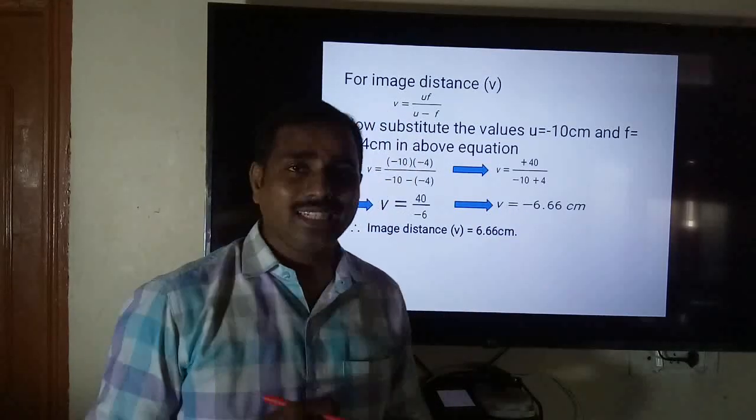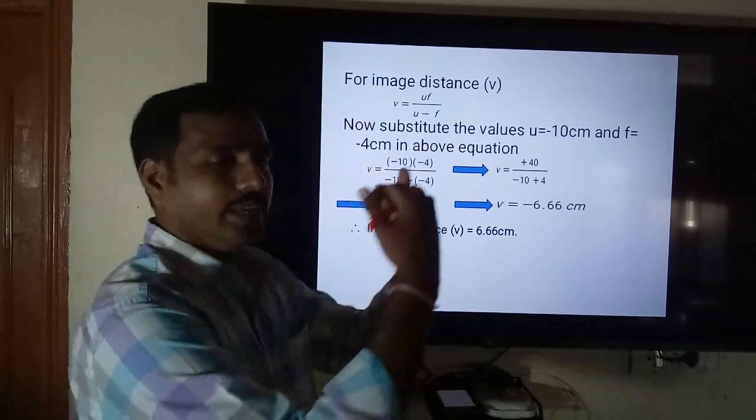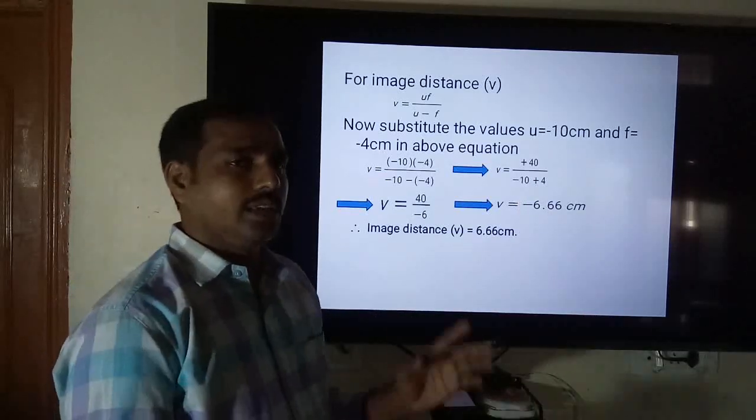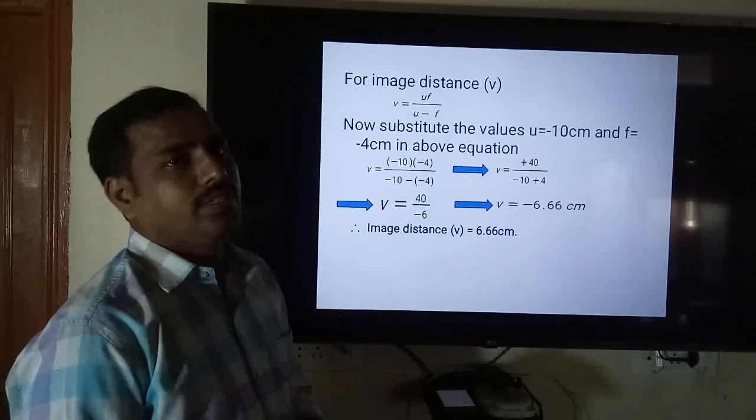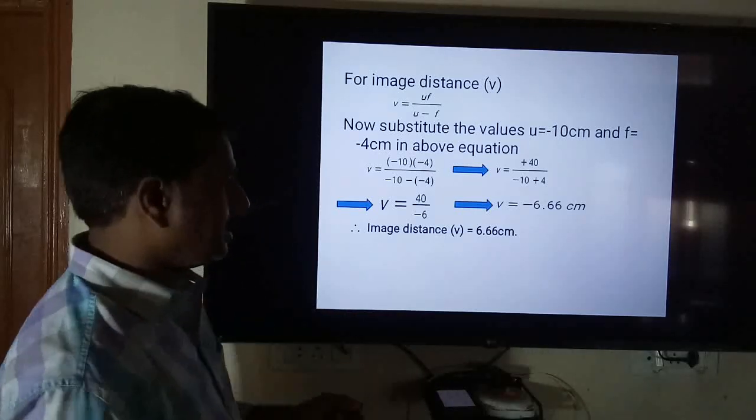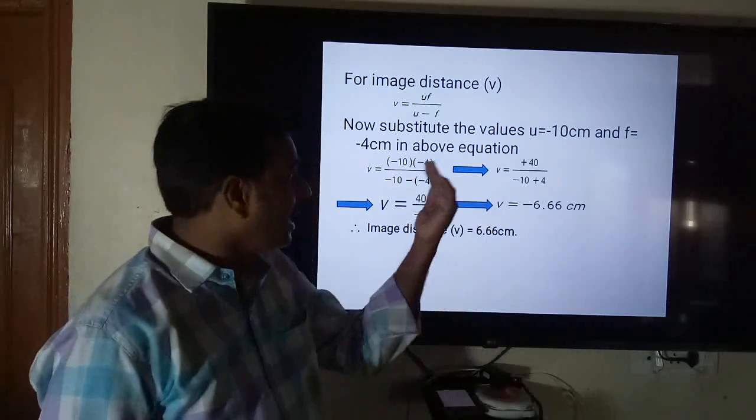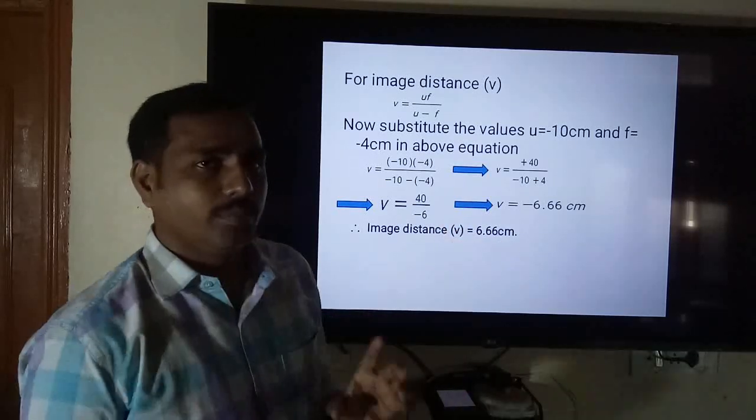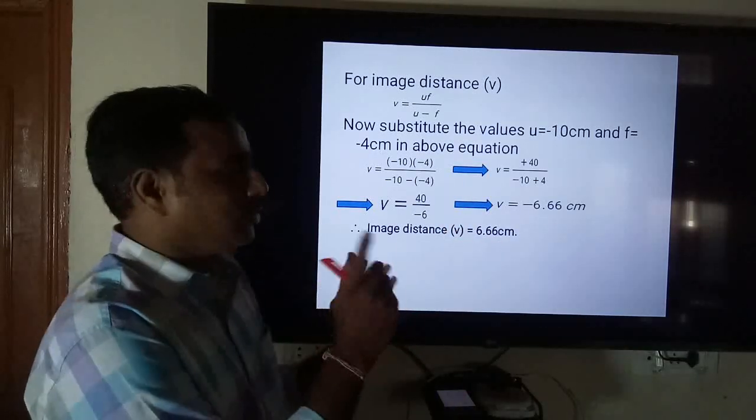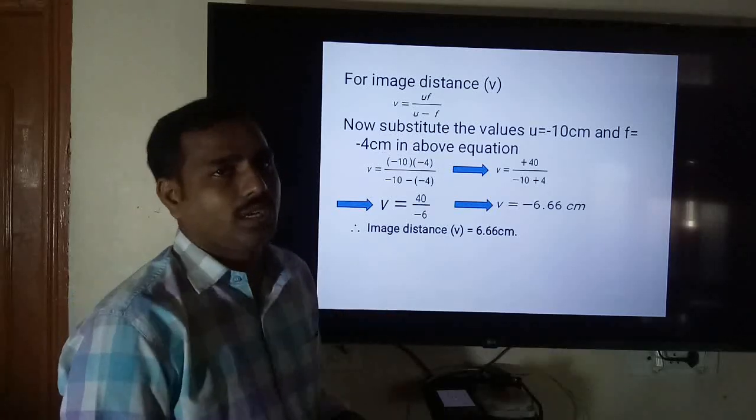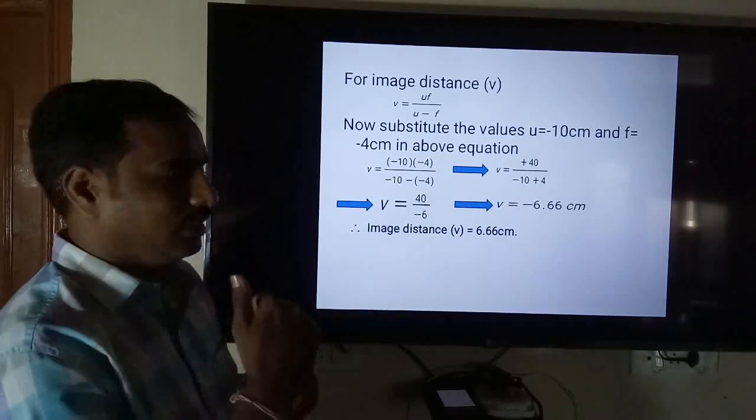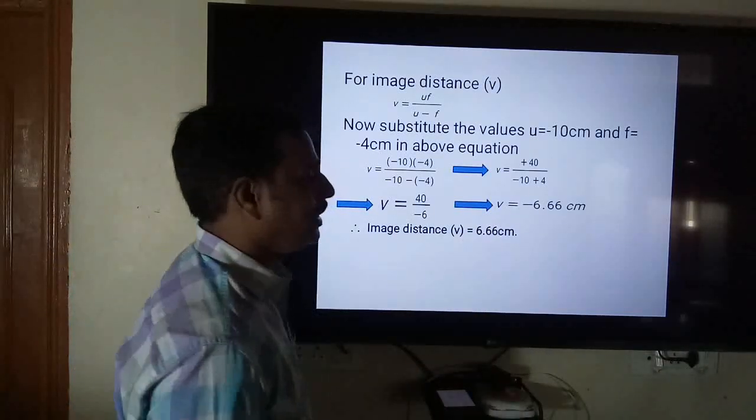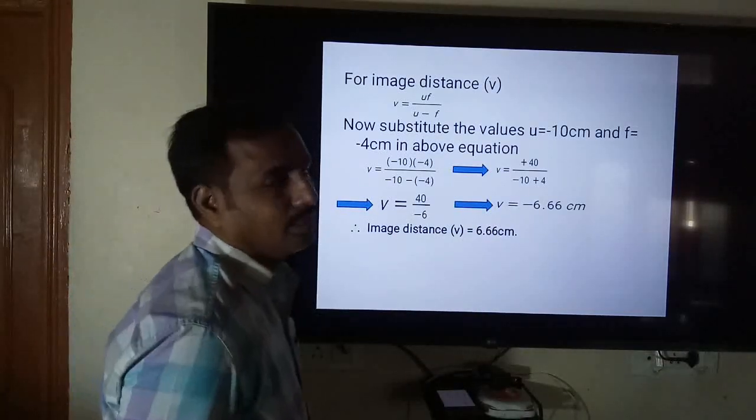The minus sign tells us the image is formed in front of the mirror, and the image is in between F and C. I already told you, friends, that the value 6.66 is less than 8 centimeters. If we draw a diagram and observe those values, we can assume it is less than 8. Okay, here the image distance V is equal to 6.66 centimeters.